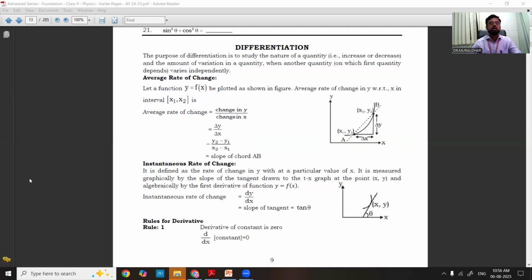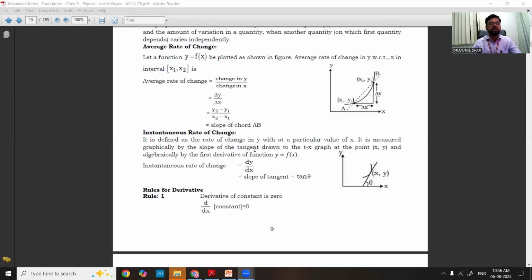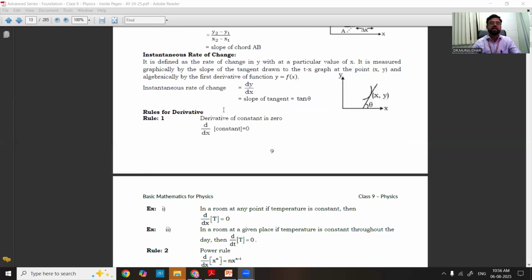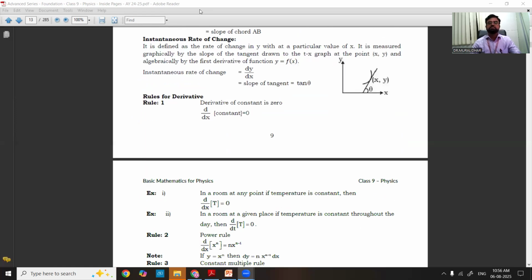Then the next part is instantaneous. Instantaneous means at any time. You want to find out at any time what the speed is. Suppose you are going on a two-wheeler. If somebody calls you and asks which speed you are going at, immediately you can tell because there is a speedometer, which clearly indicates how much speed you are going, either 40, 50, 60, 70, 80, right?